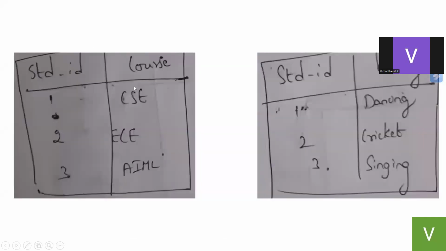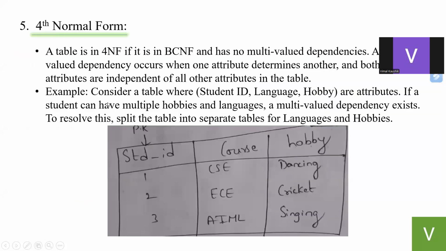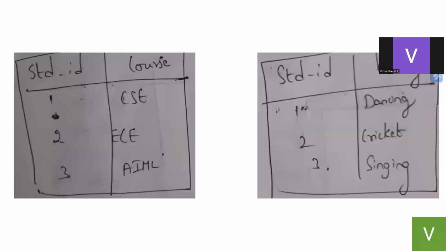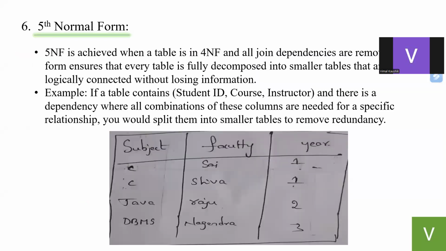By converting this table into the fourth normal form, it forms two different tables. First one is student ID as well as course. And the second one is student ID as well as hobby. So this is about fourth normal form. Let us look at the last one, which is fifth normal form. Fifth normal form is achieved if it is in fourth NF as well as has no join dependencies. So what is meant by join dependencies?